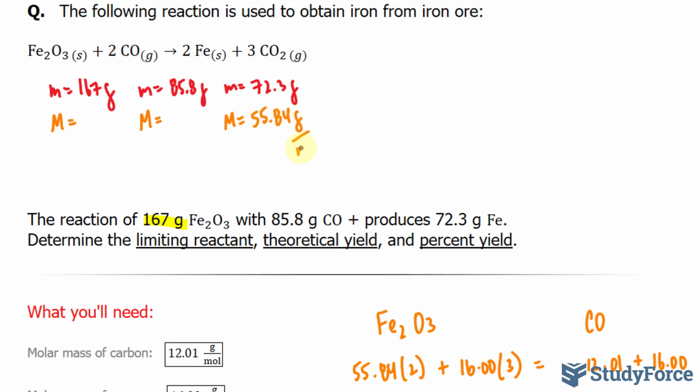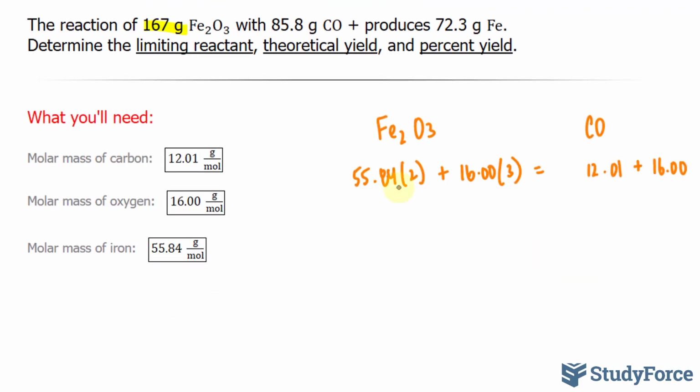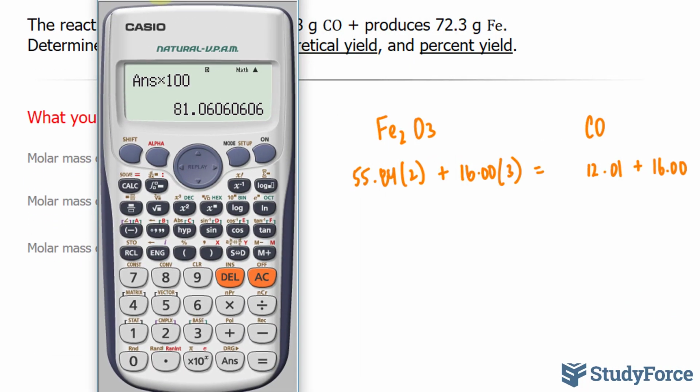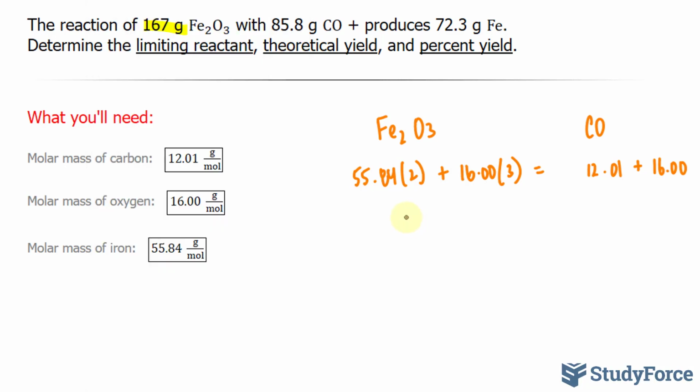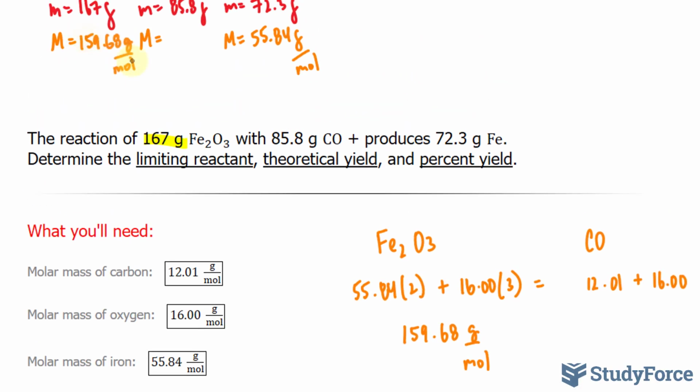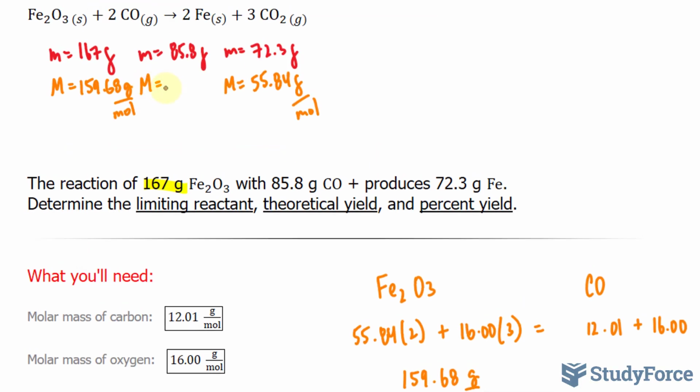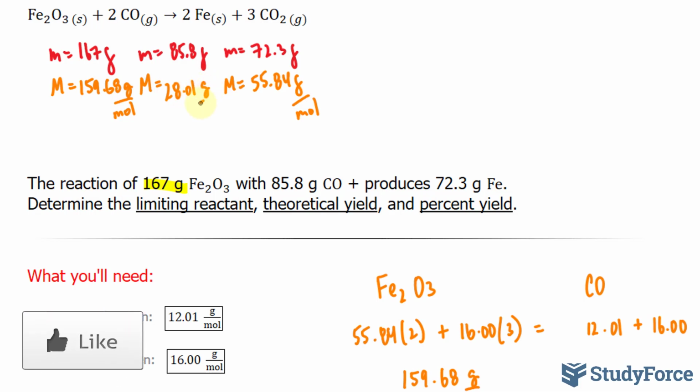55.84 grams per mole. I'm going to use my calculator to sum these numbers up. We have 55.84 times 2 plus 16 times 3, and this gives us a total of 159.68. 159.68 grams per mole, and I will write that here as well. Similarly, I'll take 12.01 and add it to 16. I don't need my calculator for that. I should end up with 28.01 grams per mole.